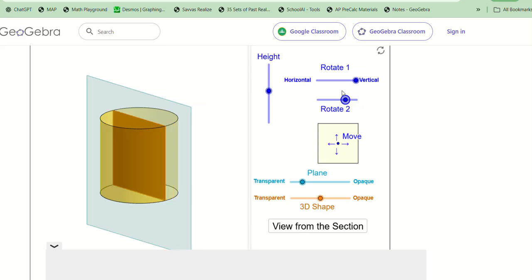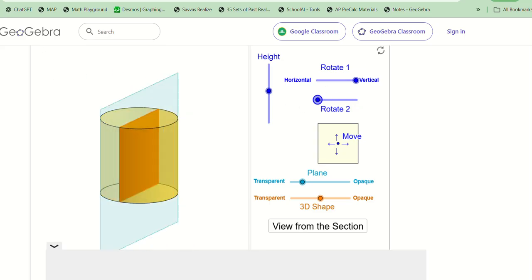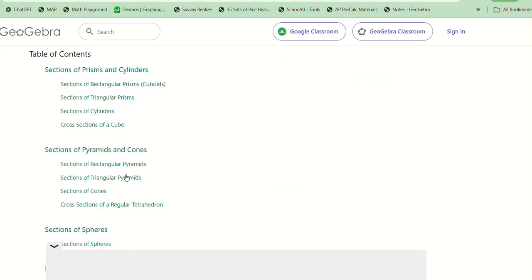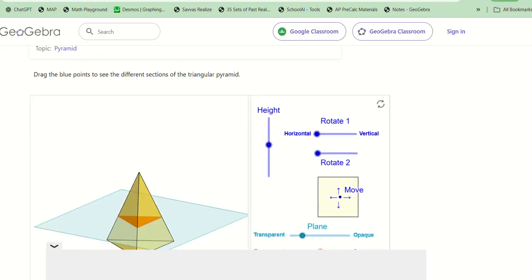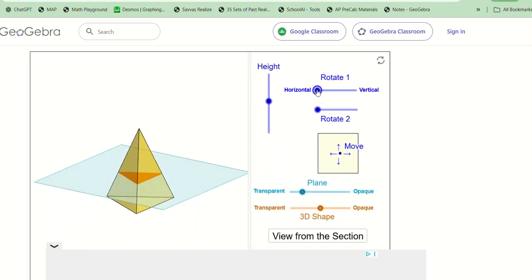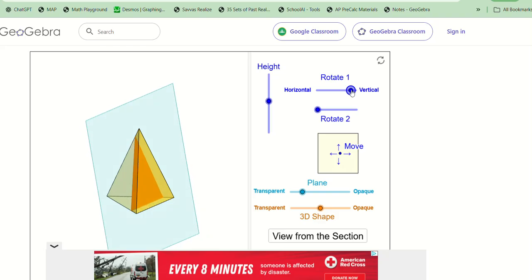Boom, boom. No matter which way you go this way, it's going to be a square. Okay. Let's do a rectangular prism. Oh, we already did this one. Okay, that was the square. That was the rectangle. Then we went this way.